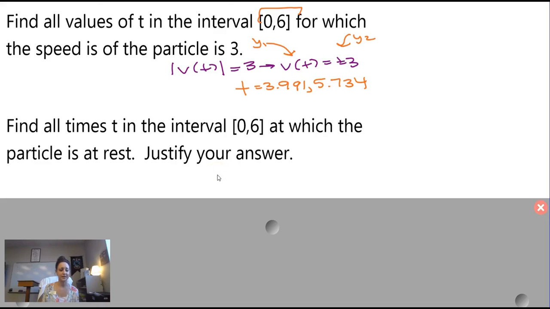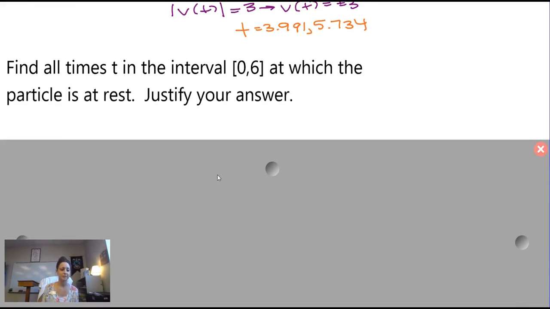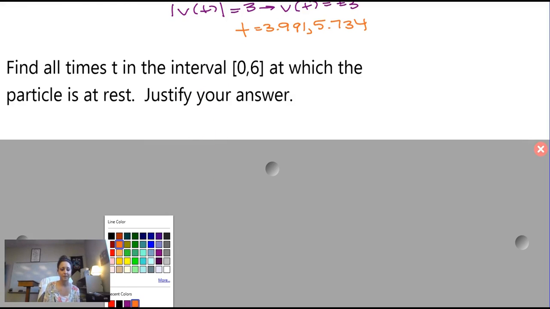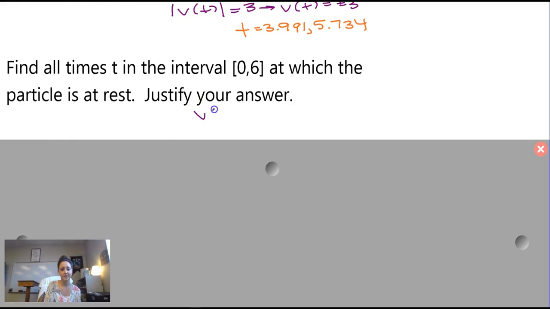All right, let's take a look at the second part. So this one says find all times t in the interval 0 to 6 at which the particle is at rest. Justify your answer. This is going to be very similar to what we just did. If I'm at rest, what is my speed and or what is my velocity? If I'm at rest, my velocity and my speed are both 0. I'm not moving. So what I want to do is solve the equation v of t is 0.